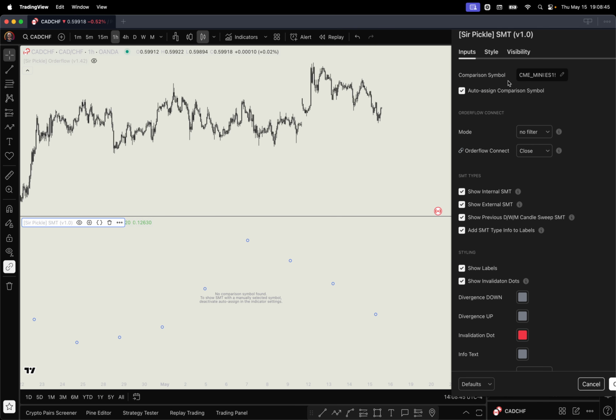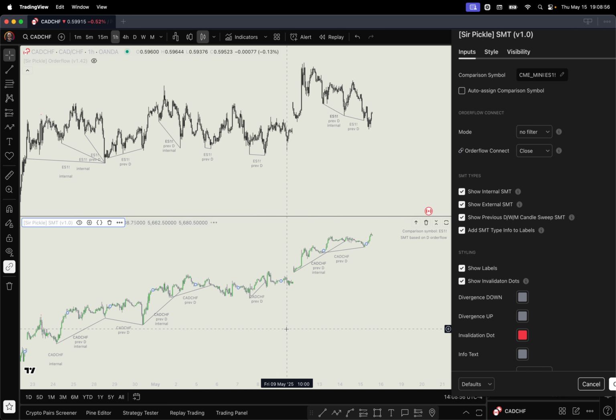So comparison symbol, like I said, as long as we have auto assign activated, it will ignore whatever we have put here. If I deactivate auto assign, it will start showing the chart, as you see here. But now we are comparing CAT CHF with ES1 because that's the one we have selected here. And as you also see here, that is the comparison symbol. So that, of course, doesn't make much sense.